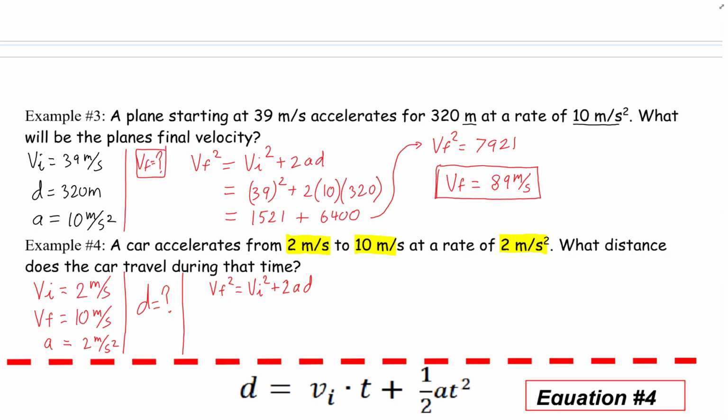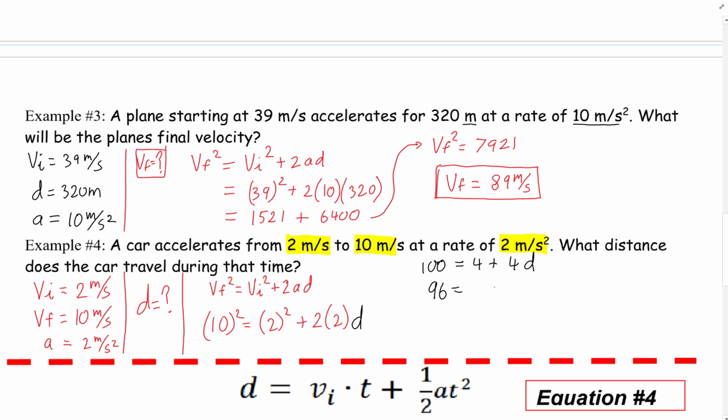And then I write down the formula. Now let's see if we can do the math. Try it out. Well, so far there's the math. 10 squared equals 2 squared plus 2 times 2 times D. That becomes 100 equals 4 plus 4D. And this is where there's always going to be 2 or 3 people with not a very strong math skill who will make this 8D. That's wrong.